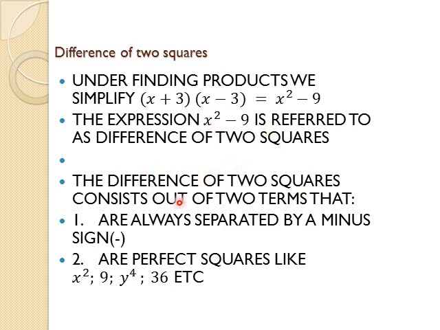So difference of two squares will always consist of two terms that are separated by a minus sign. That's why we use the word difference. And our perfect squares like x squared, x times x, 3 times 3, y squared, y times y, 6 times 6, etc. Alright, but let's look at some problems.